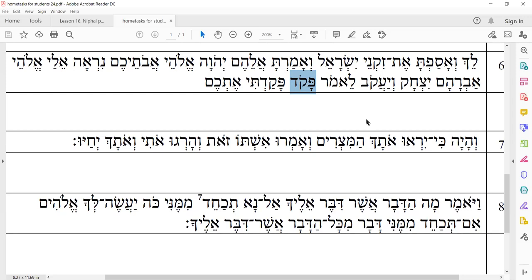So in this case, what is interesting for me is not the meaning of the root, but the meaning of this aspect. What aspect is this? Pakod, pakati. It's infinitive absolute. Correct. So how can we translate the entire sentence or this clause? Pakod pakati etchem. Visiting, I will visit you. No, it's better to translate, I surely will visit you. And it's better to put it in the past. I surely visited. I have surely visited you. So I have already done it. Pakati, already. Okay, yes, that's true.